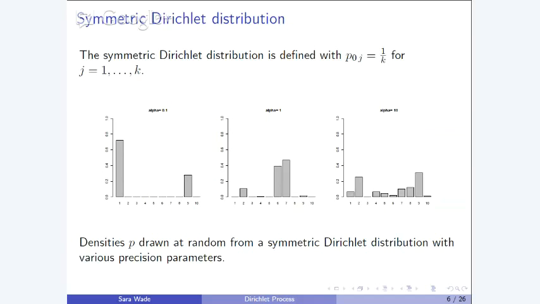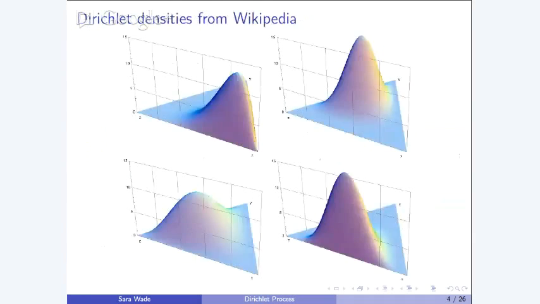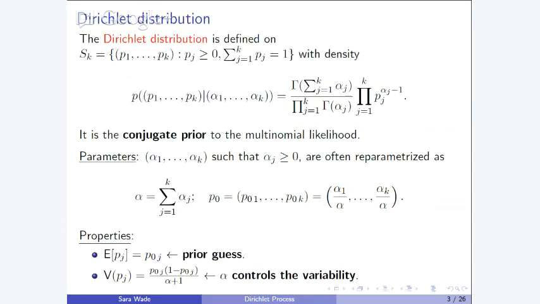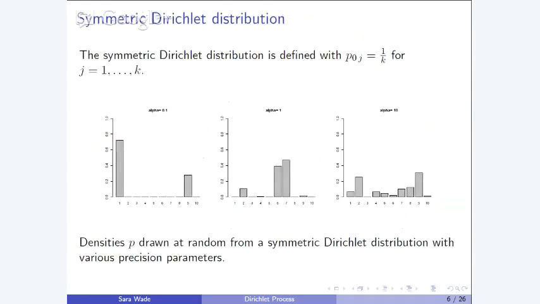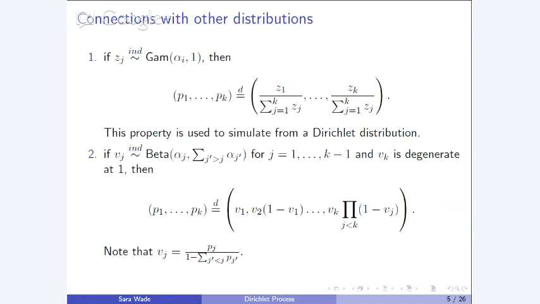That's because this alpha controls the variability. So we said before that as alpha goes to infinity, we get close to our prior guess. So we see here that the larger alpha is, the closer we are to the symmetric prior guess. And these samples were drawn based on this property here.